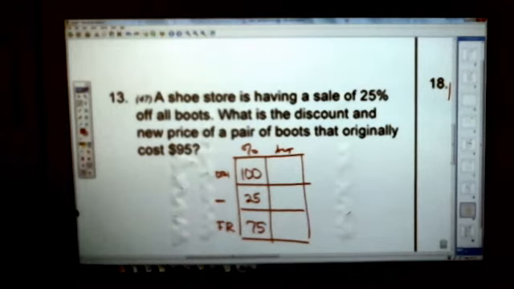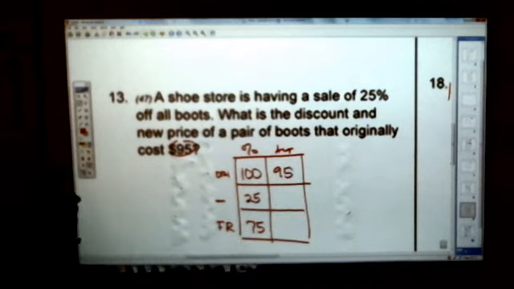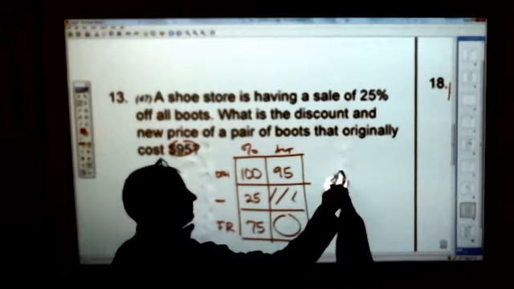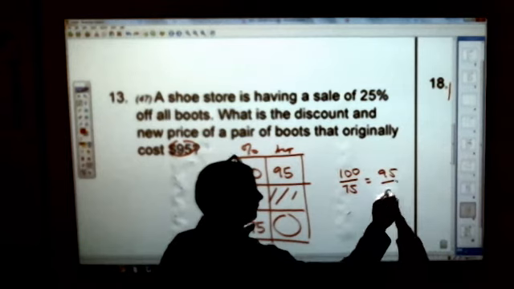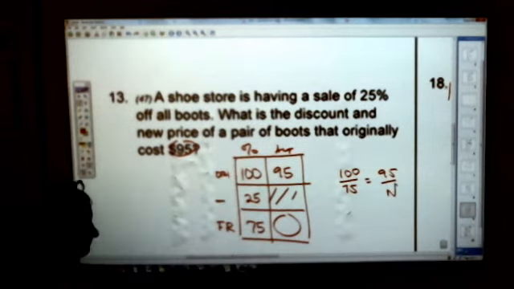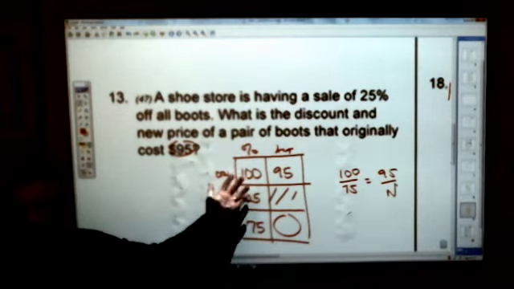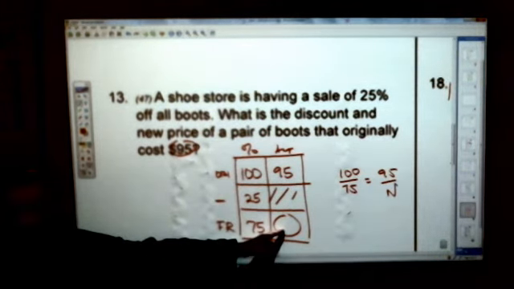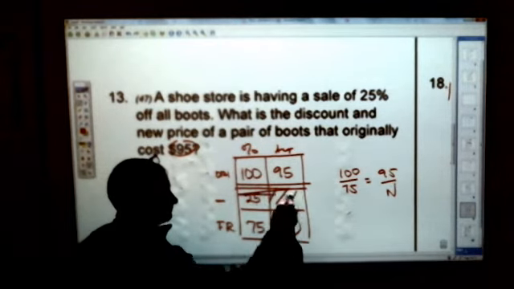What would they give us? Boots that originally cost $95. What do I want? The new price. I don't care about the discount. I want my 100 over 75 equals 95 over what number? How's what 100? The original price is always 100%. For the 100 over 75, 95 over what number? Look, I'm not looking for this number, so I don't use this middle one.